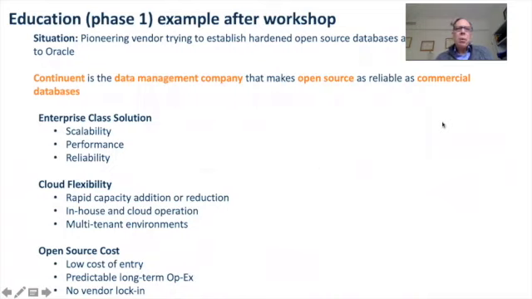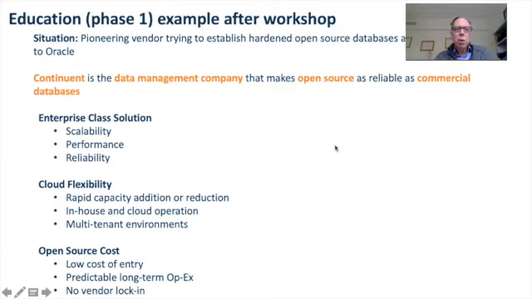So with that, we were able to get from the somewhat chaotic expression they had before to kind of a category building message. So the category was this notion of a data management company. And there are certain traits that that has, which are enterprise class solution, cloud flexibility, and open source cost. We're not here necessarily saying that only Continuant does these things. What we're saying is these are very good and important things to do. And then we go on to prove that we are the ones that actually do them.